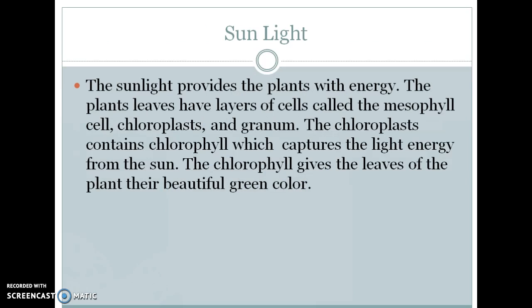Sunlight. So the sunlight provides plants with energy. The plant's leaves have layers of cells called mesophyll cells, chloroplasts, and granum. The chloroplast contains chlorophyll, which captures the light energy from the sun. The chlorophyll gives the leaves of the plant their beautiful green color.